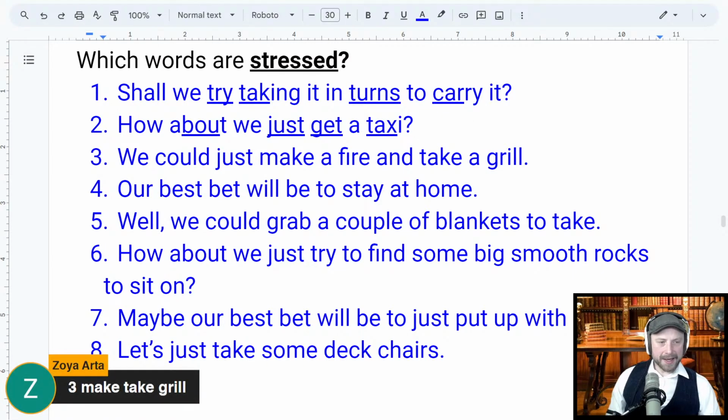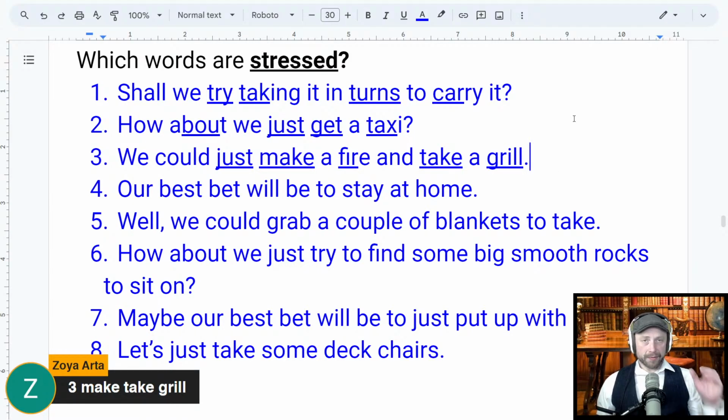And number 3 there, Zoya, what have we got? Make, take, grill. We could just make a fire and take a grill.